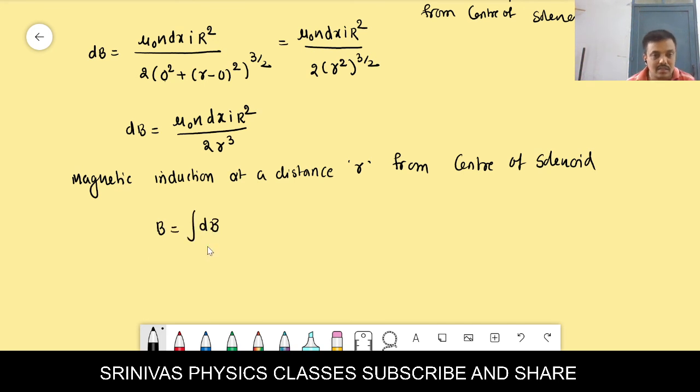Integration is nothing but summation. Summation of the small magnetic fields gives the total magnetic field, right? Then we should integrate from where to where. Here the variable is dx, remember it. Integration of mu naught n dx I r square by 2r cube we have to write.